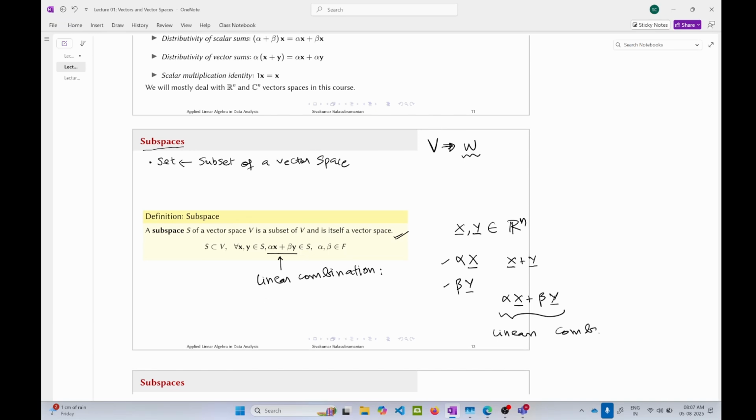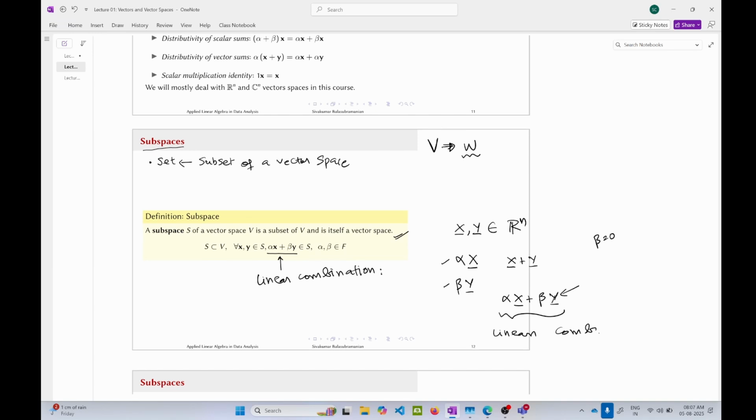So we could go back and slightly change the definition of vector spaces and say, well, a vector space is a set which is closed under linear combination of vectors, which essentially means it's closed under scaling and vector addition. Because scaling and vector addition are special cases of this.